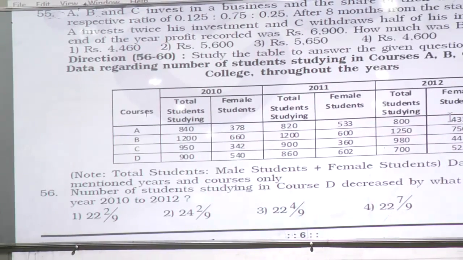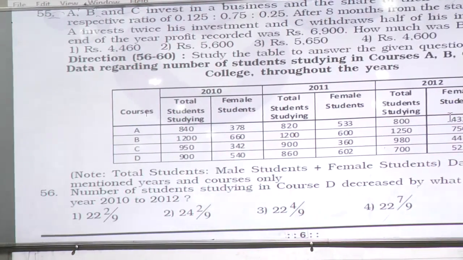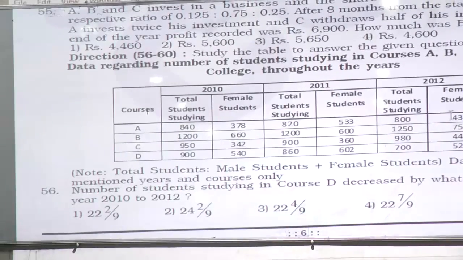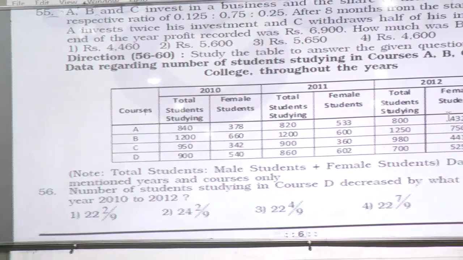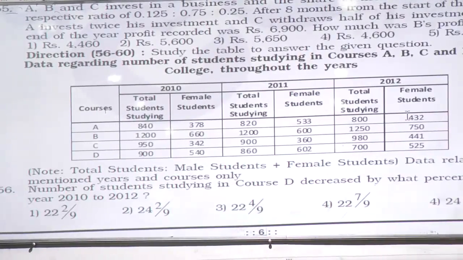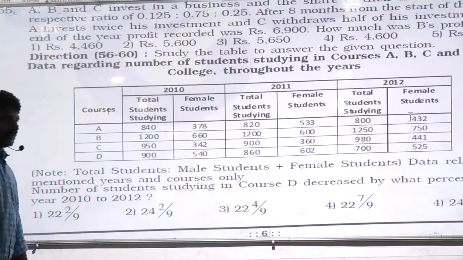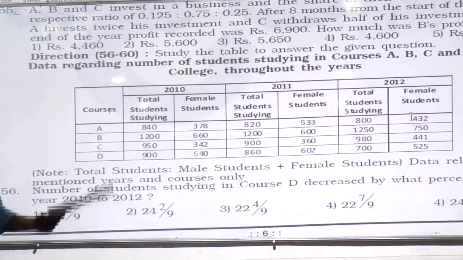Data regarding the number of students studying in courses A, B, C, D throughout the years. Question 56: The number of students studying in course D decreased by what percent from 2010 to 2012? The number of students studying, so it is about total male and female together.